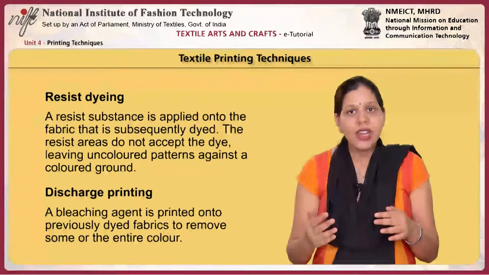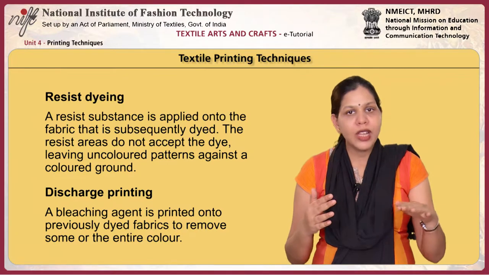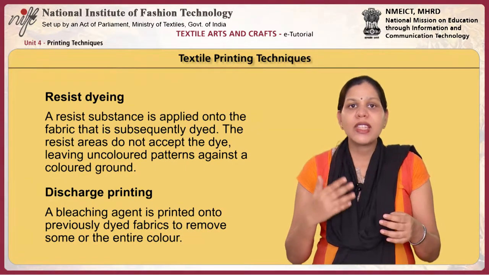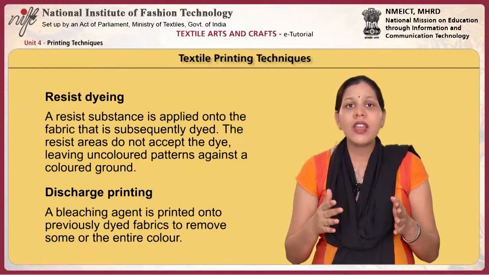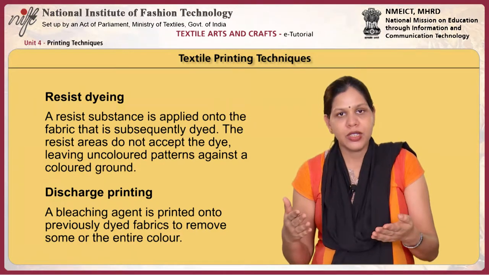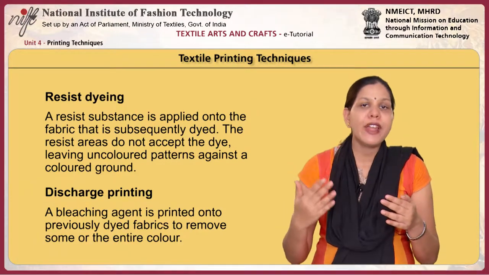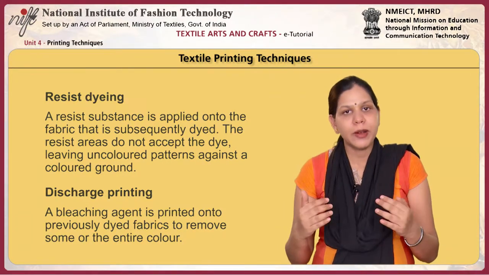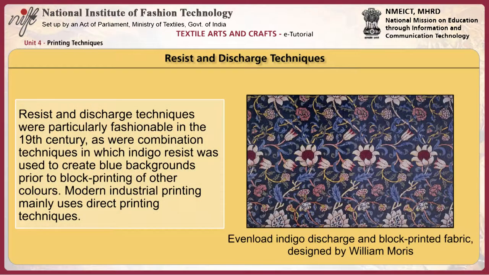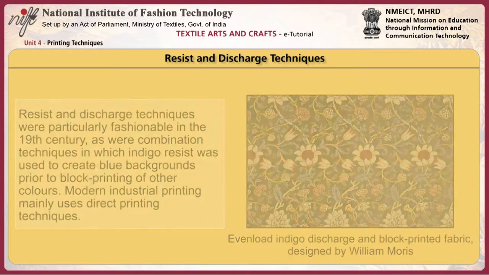In the resist dyeing style, a resist substance is applied onto the fabric that is subsequently dyed. The resist areas do not accept the dye, leaving uncolored patterns against a colored ground. In the discharge printing style, a bleaching agent is printed onto previously dyed fabrics to remove some or entire color. Resist and discharge techniques were particularly fashionable in the 19th century, as were combination techniques in which indigo resist was used to create blue backgrounds prior to block printing of other colors. Modern industrial printing mainly uses direct printing techniques.